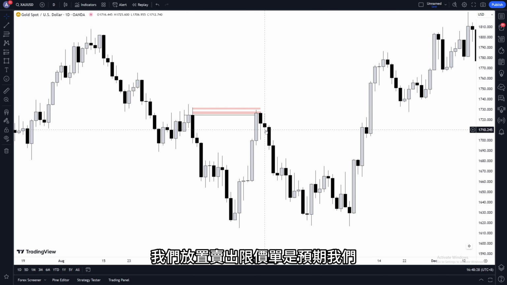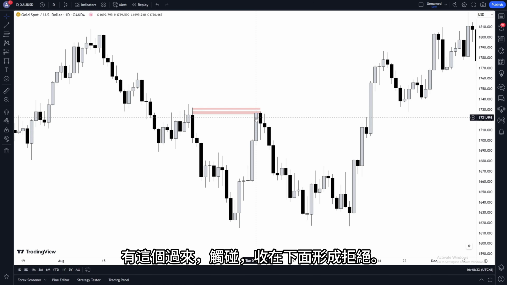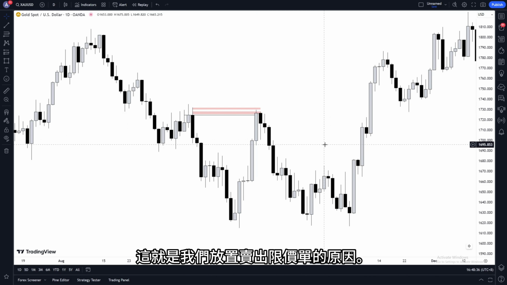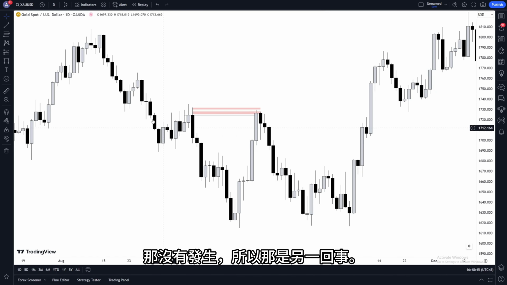We are placing the sell limit in anticipation that we have this come, touch, close below as a rejection. We want this candle to come and reject. This is the reason why we're placing the sell limit: in anticipation that we have ourselves a daily rejection. Okay, if that doesn't happen, that's a different story.